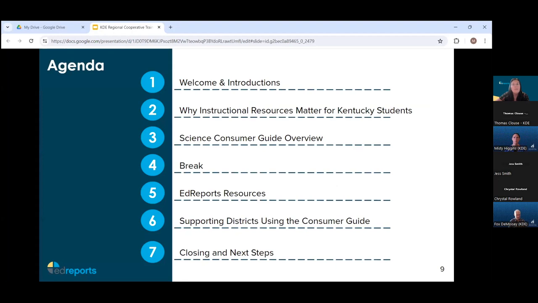For our agenda today, we'll be together until around noonish. So we'll begin with a brief overview of why materials matter for our students here in Kentucky. The KDE team will provide an overview of the consumer guide and conduct an in-depth examination of some of the key embedded tools. We'll take a break around 10:30. And then we'll offer some tips and tricks for supporting districts, pre-service educators, and leaders using the consumer guide. Most important, you will gain access to a folder containing templates you can use to create trainings for your own districts. We conclude around noon with a wrap-up and a quick discussion of next steps.